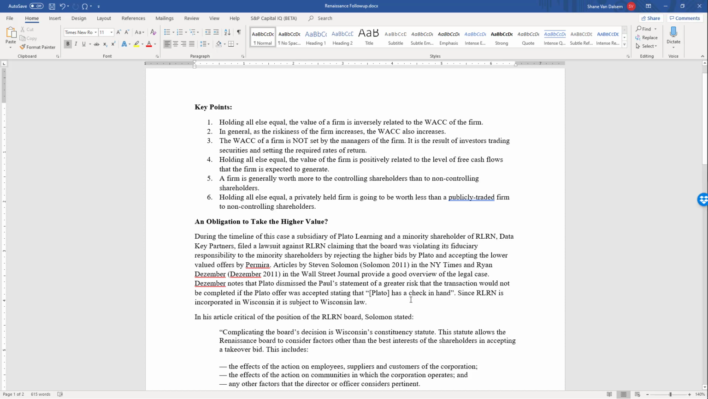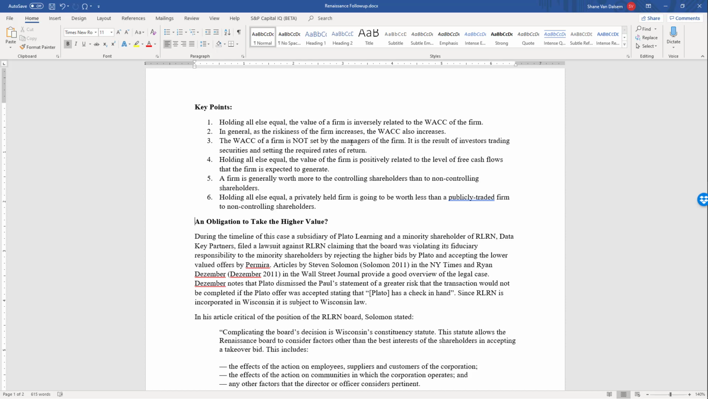So, some key points: holding all else equal, the value of a firm is inversely related to the weighted average cost of capital of the firm. So if we don't change any of the cash flows and the required rates of return go up, that value is going to shrink. In general, as the riskiness of the firm increases, the weighted average cost of capital also increases. And I'm specifically talking here about business risk. So the riskier, the less certainty we have about the future cash flows of the firm, the more that number's going to go up. Both the required rate of return on equity and the required rate of return on debt are going to increase.